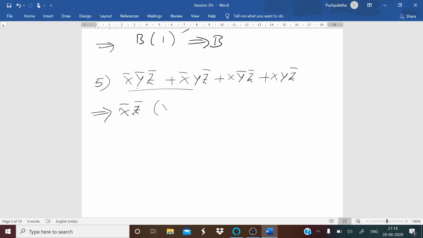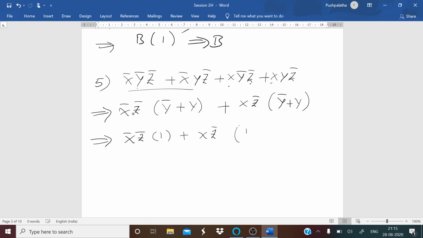So what remains here? y bar plus y. Plus, again, x and z bar is common here: x z bar into y bar plus y. So this becomes x bar z bar, y plus y bar is 1, plus x z bar, y plus y bar is 1. So this becomes x bar z bar plus x z bar.